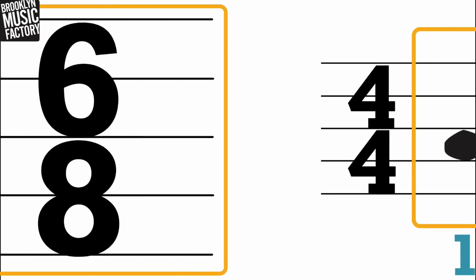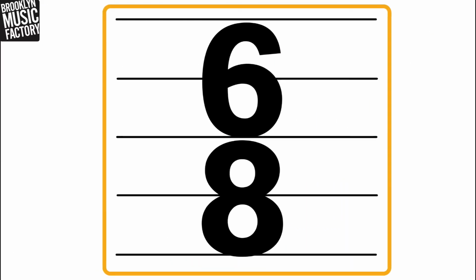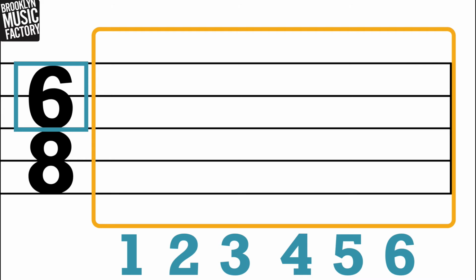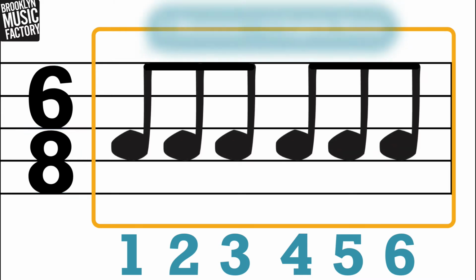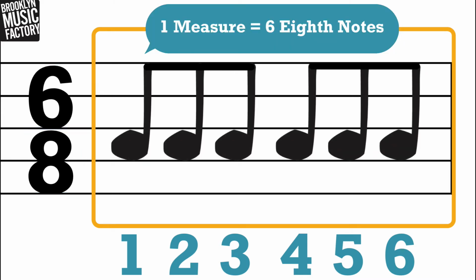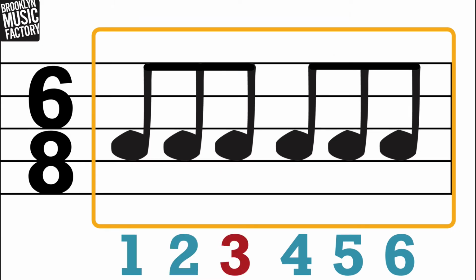Now let's take a look at 6/8. This means we're counting to 6 using eighth notes. One measure equals 6 eighth notes. 1, 2, 3, 4, 5, 6. 1, 2, 3, 4, 5, 6.